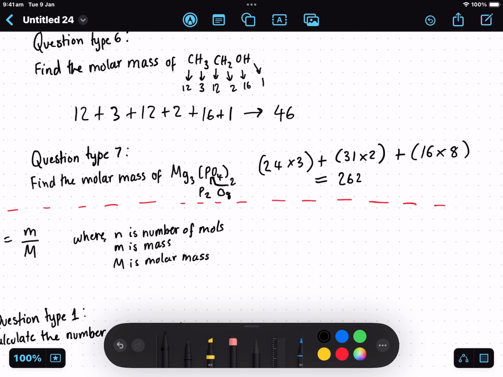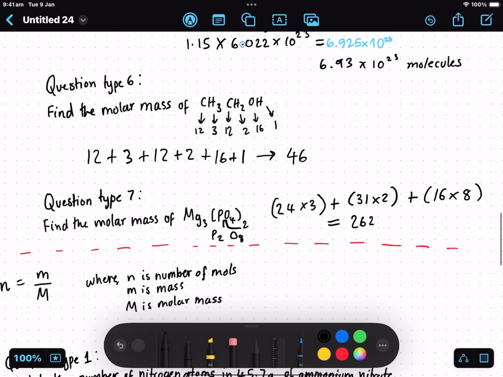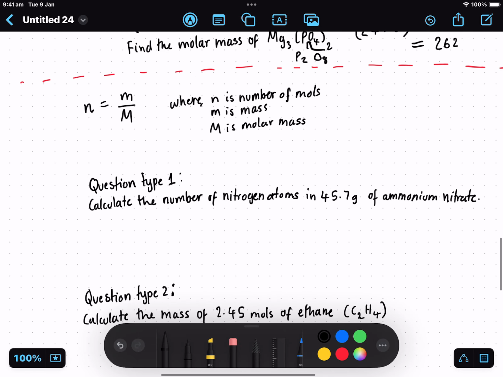So now we know Avogadro's number, molar mass, and all that. It's time to learn the real thing, which is this equation. This is a ratio which defines these three parts. So n is the number of moles, m is mass, and big M is molar mass. Just don't get confused between the small m and big M. Big M is molar mass and small m is mass.